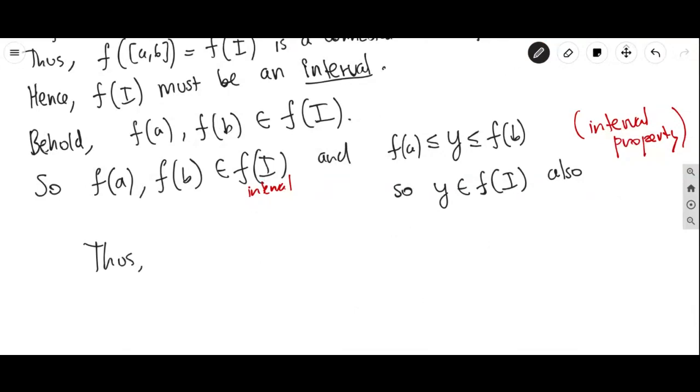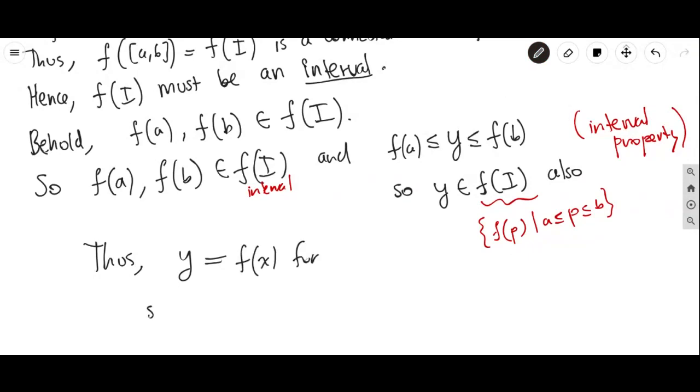So thus, y is equal to what? Now, this is the image. You have to just recall what this image is. The image set is of the form f of p, where p is a number between A and B. That's the definition of the image. So if y belongs to that, then y has to be f of something. So y is equal to f of x for some x between A and B. And that completes the proof.